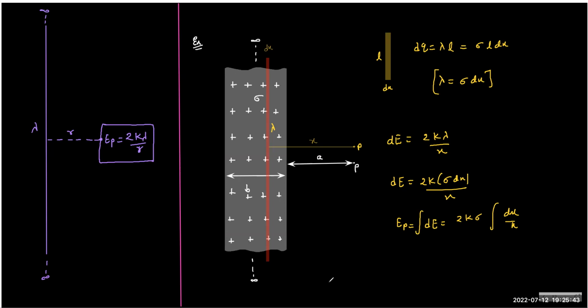Smile. Sir, um, b minus, b minus a to, no, b minus a to, no.